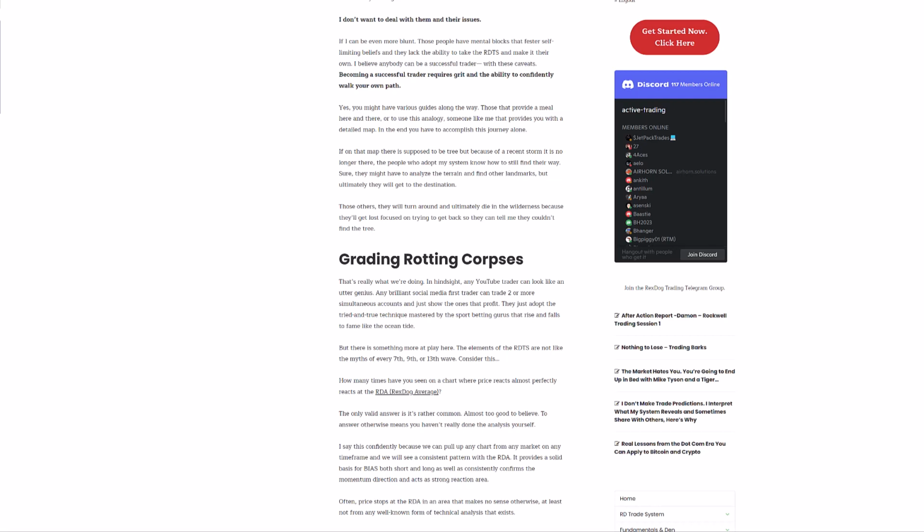If on that map there is supposed to be a tree, but because of a recent storm, it is no longer there, the people who adopt my system know how to still find their way. Sure, they might have to analyze the terrain and find other landmarks, but ultimately they will get to the destination. Those others, they'll turn around and they'll probably die in the wilderness because they'll get lost focused on trying to get back so they can tell me that they couldn't find the tree.